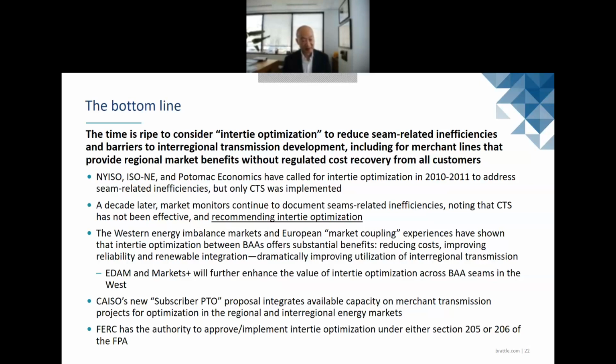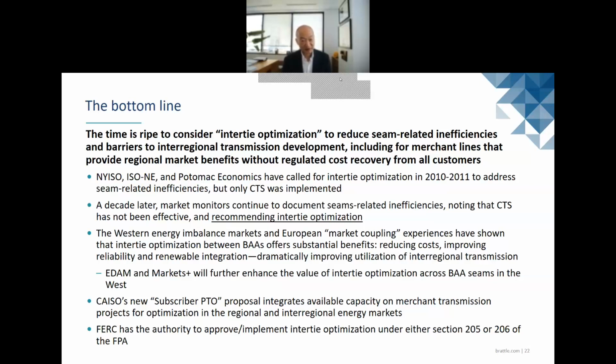We also know that the New York ISO, ISO New England, and Potomac Economics called for intertie optimization more than a decade ago to address these market inefficiencies, but CTS was implemented instead. We know that CTS has not lived up to its promise, and the market monitors have continued to criticize it. So again, intertie optimization is not a new idea, and it's also not an untested one, because we've seen it implemented in the Western Energy Imbalance Market and in the EU with market coupling, and the benefits from using intertie optimization have really been significant.